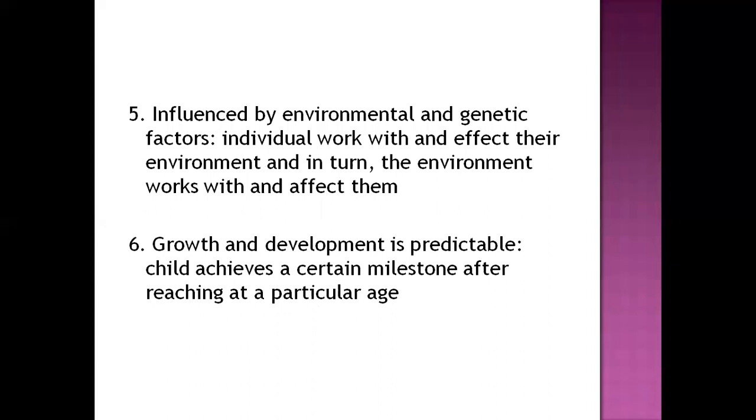Growth and development is influenced by environmental and genetic factors. So rate of growth and development can be different because it is influenced by the environment around us and the genes that we carry. Growth and development is predictable. You can predict that a child can stand at the age of 9 to 12 months, with the help of furniture, and then with the help of nothing. Child can stand independently after that. So growth and development can be predicted.